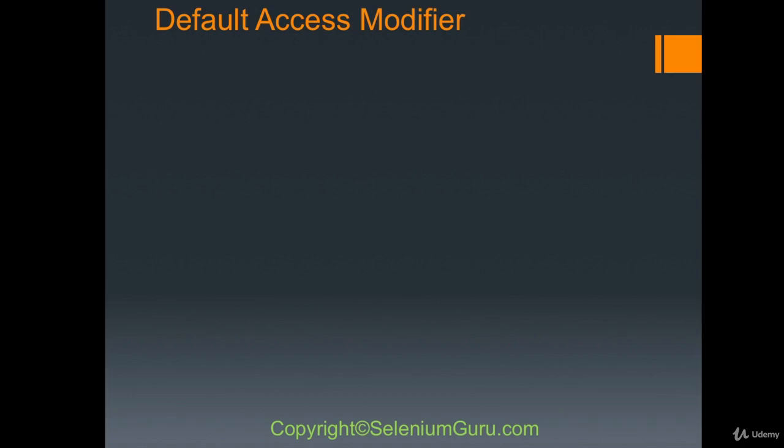So what is the default access modifier then? Well, the default access modifier is only accessible within the class and package. So if you have another class within the same package, then you can access these variables. Otherwise, you will not be able to access the variable.